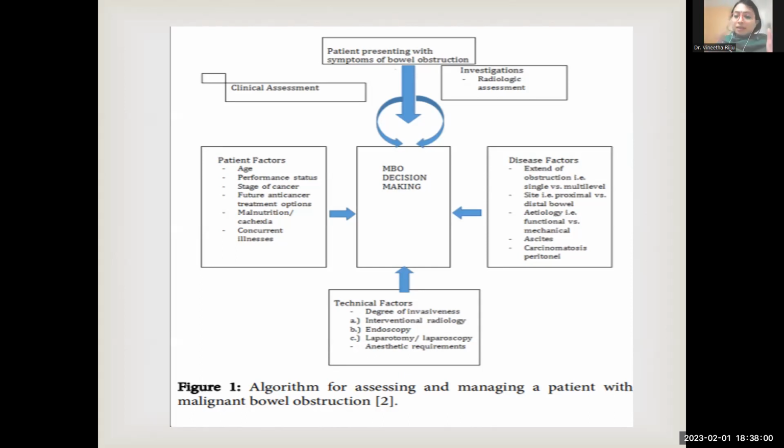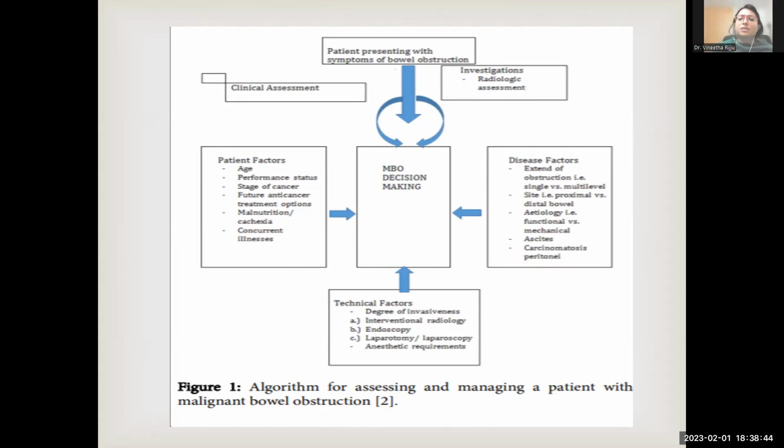Whereas as you go further in the disease trajectory, it's more towards conservative treatment. And also you need to check if the patient is cachexic or having other concurrent illnesses, say, a cardiac illness or chronic kidney disease. So even if the cancer is at stage 2 or stage 3, if the patient has a concurrent illness which is life-threatening, you will have to think twice. Coming to the disease factors, is the obstruction at a single level or multiple levels?